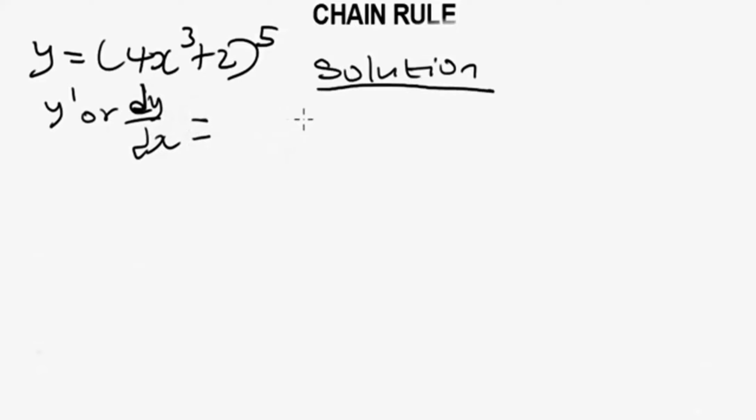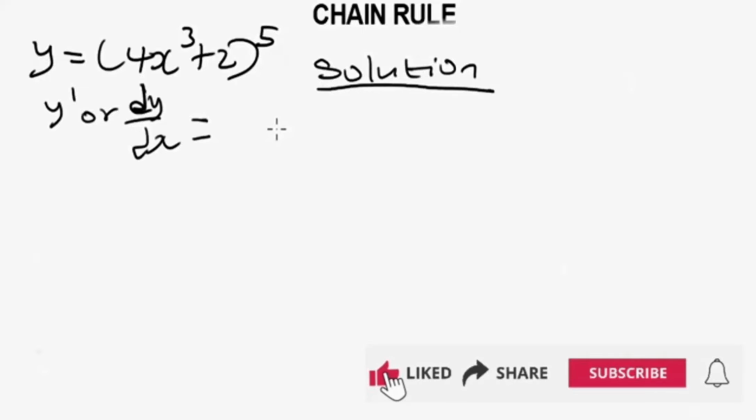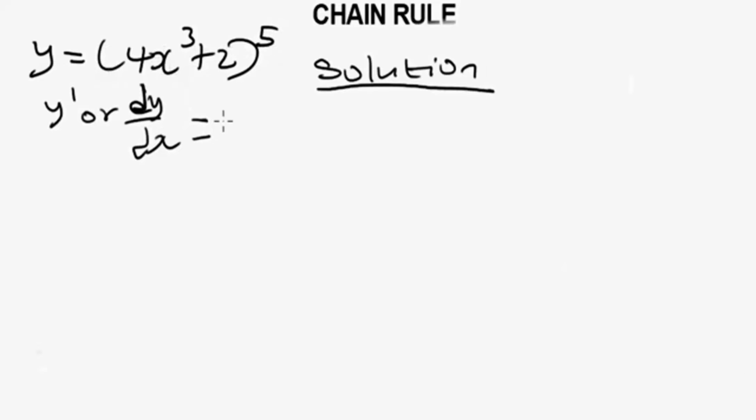First of all, this power, we subtract 1 from it. As usual, the rule of differentiation, you reduce the power by 1. At the same time, this power comes and multiplies the value in the bracket. So it's going to be 5 in brackets 4x cubed plus 2 bracket close. So 5 minus 1 gives you 4.